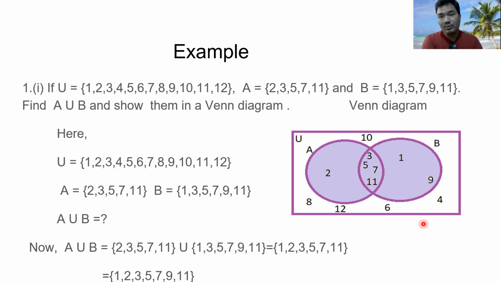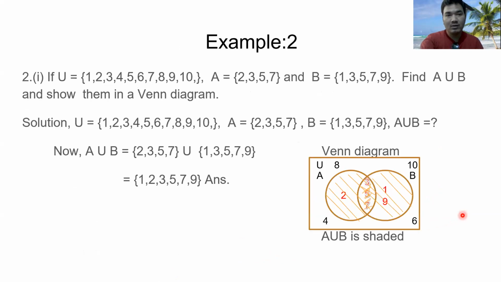Okay. Now let's move to the next example. Here, look here. Universal set is 1, 2, 3, 4, 5, 6, 7, 8, 9, 10. Set A equals 2, 3, 5, 7. And set B equals 1, 3, 5, 7, 9. Find A union B and show it in a Venn diagram. They are overlapping sets. That's why when you find A union B, write A 2, 3, 5, 7 union B 1, 3, 5, 7, 9. And when you combine them, you get 1, 2, 3, 5, 7, 9. This is A union B.